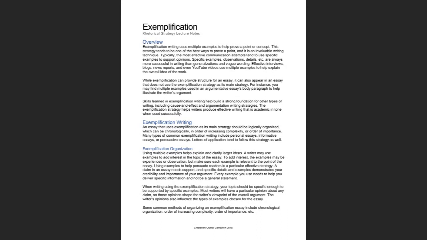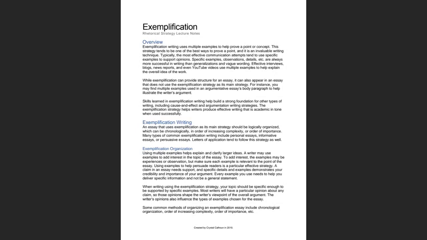A writer may use examples to add interest to the topic of the essay. To add interest, the examples may be experiences or observations. But make sure each example is relevant to the point of the essay. Now, I will say, in an argumentative essay, you should never use specific experiences. Anecdotal evidence is the worst kind of proof. But there are instances where you would use specific explanations. Like if you were telling someone a story and they weren't understanding, and we've all been there, we say, okay, for example, and then we start to give specific examples, and all of a sudden you see that little light bulb click. So it can be really helpful.